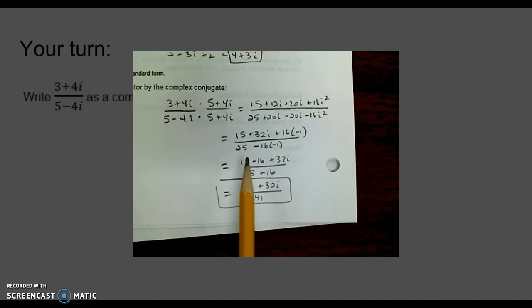When we simplify this down, 15 minus 16 plus 32i, that's negative 1 plus 32i. The denominator, we're no longer going to have a radical part, no longer an i. 25 plus 16, that gives us 41.